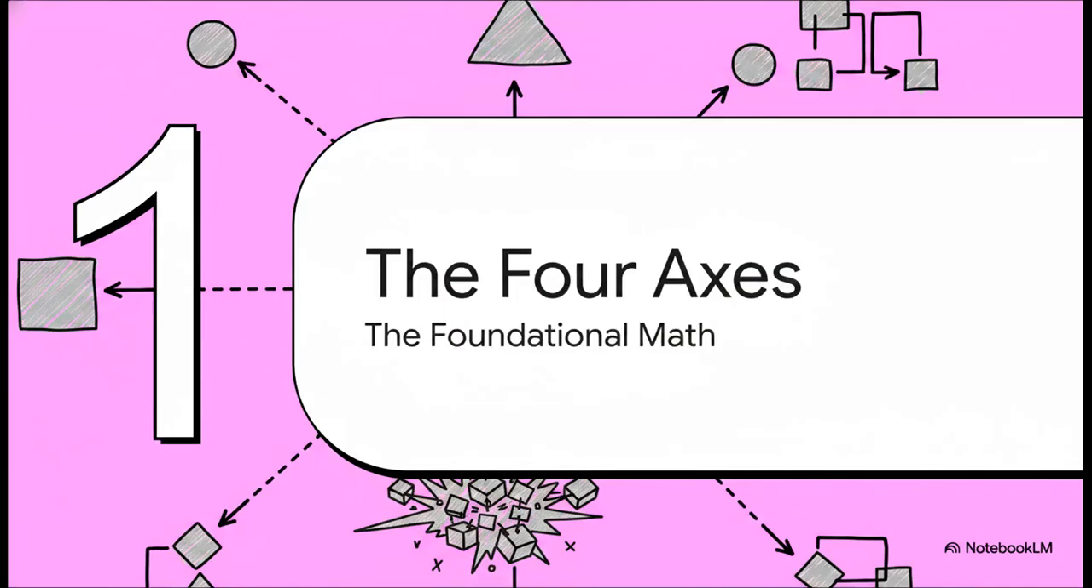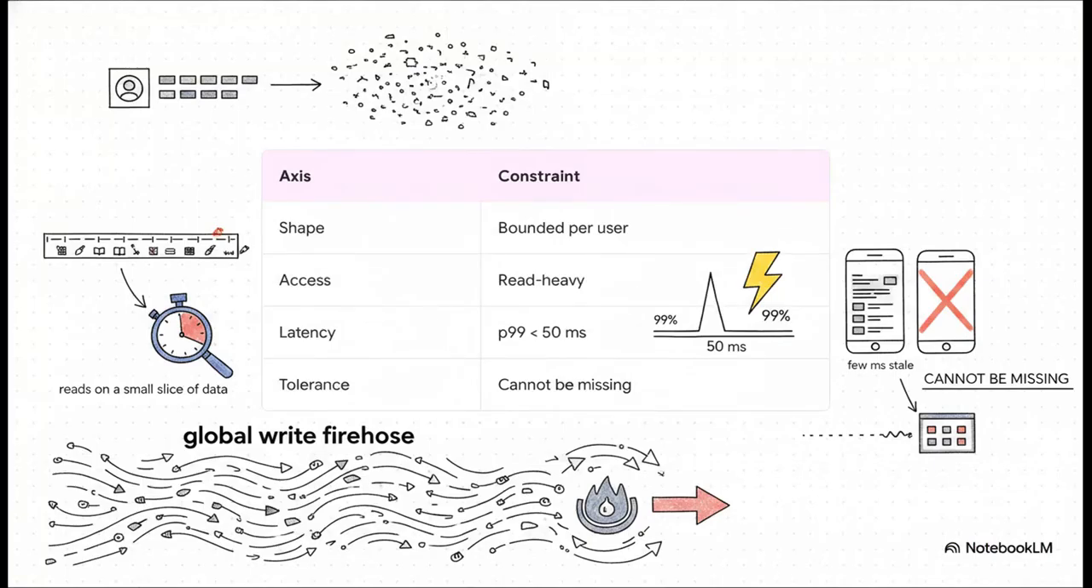All right, kicking things off with section 1, the 4 design axes, or really, the foundational math. We can't just start drawing boxes on a whiteboard without defining our constraints mathematically. First, our data shape. It's bounded per user. We're only showing about 10 items, right? But it's completely unbounded globally with billions of writes.